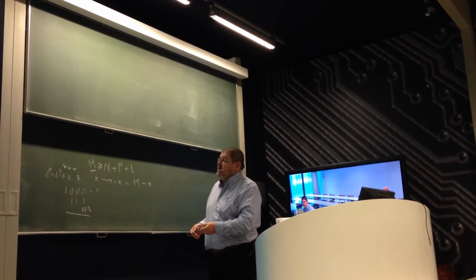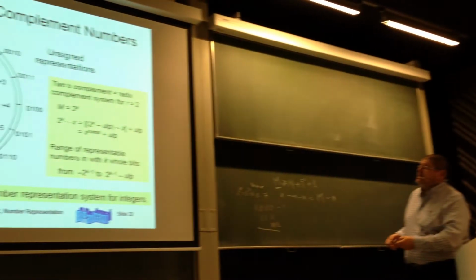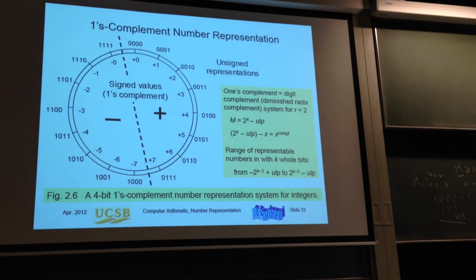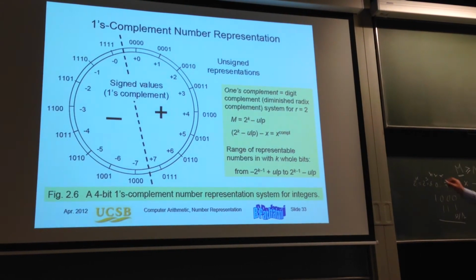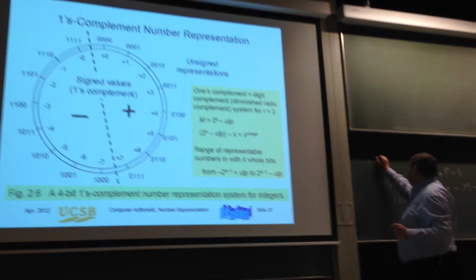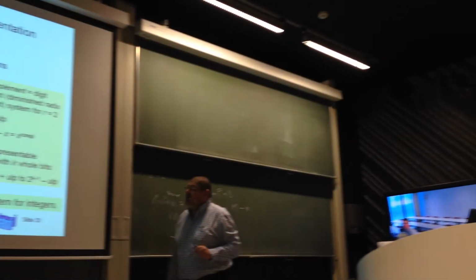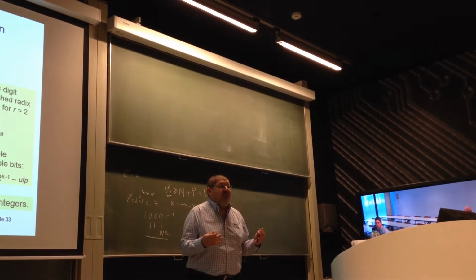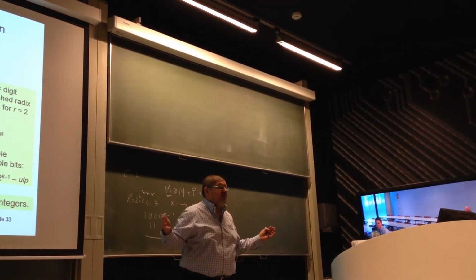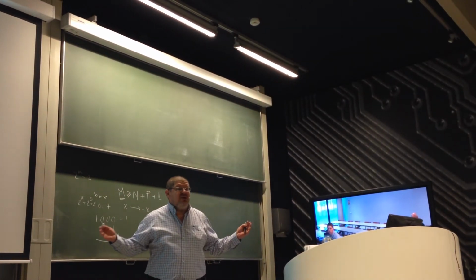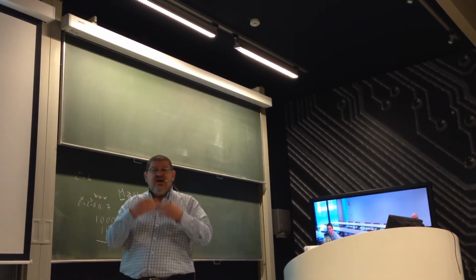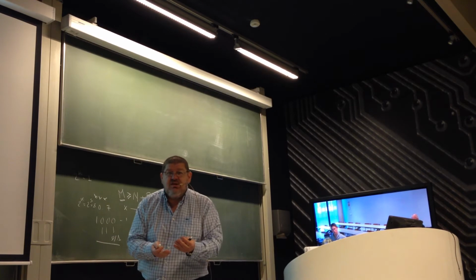Now, the other complementation is when you say, I want 2 to the power k minus 1. Then I already have a complement which is 1, 1, 1, 1. Then my calculation for minus x is only the complementation.